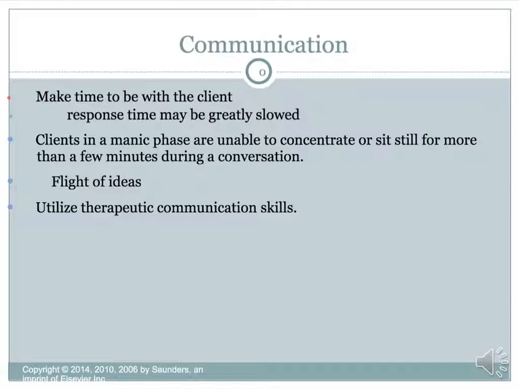Again, stay very neutral. And make sure that you're having frequent staff meetings to plan consistent approaches with them when you are meeting with them. And it's very important to utilize good therapeutic communication skills with them.